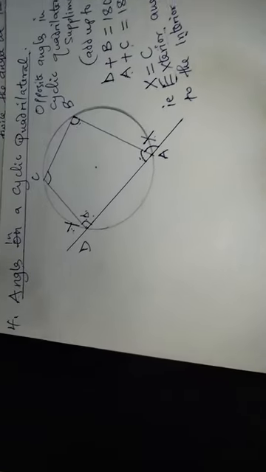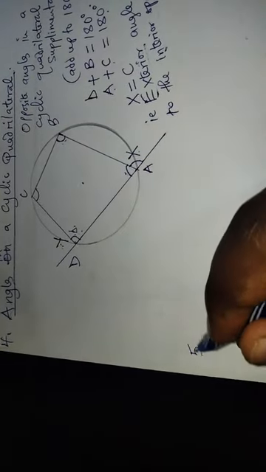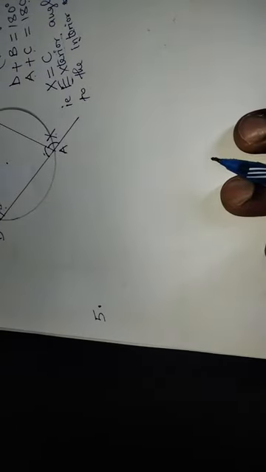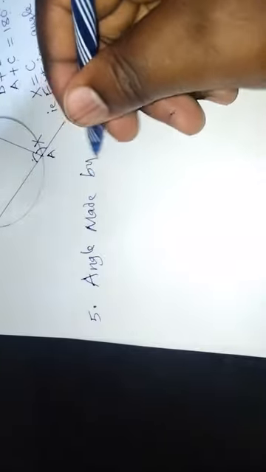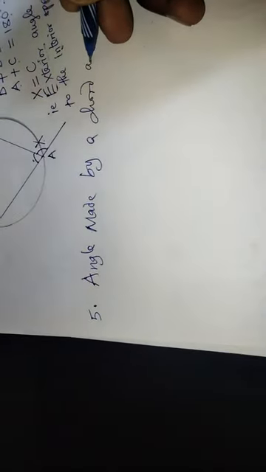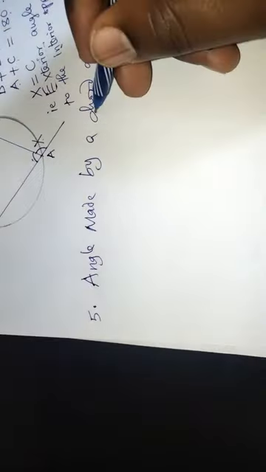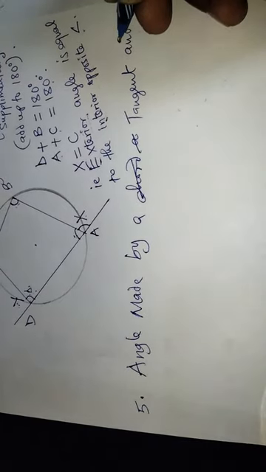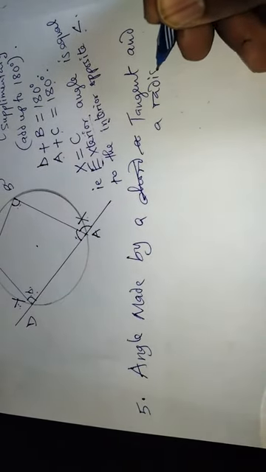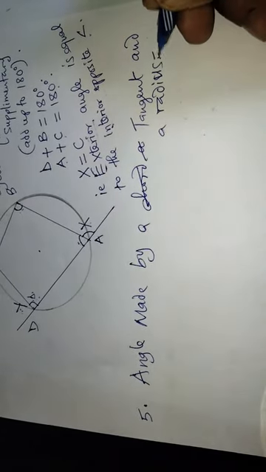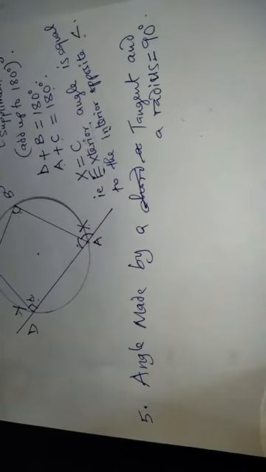We can also conclude something else about angle properties. We can have a number five. Now we can get to what we call tangents. We can look at the angle made by a tangent and a radius. We usually say that this angle is equivalent to 90 degrees. That angle is equivalent to 90 degrees.